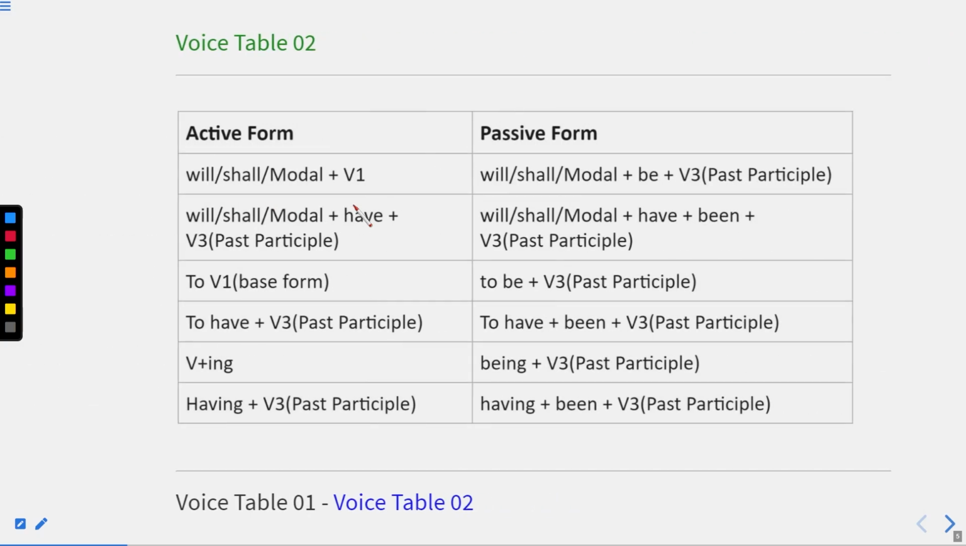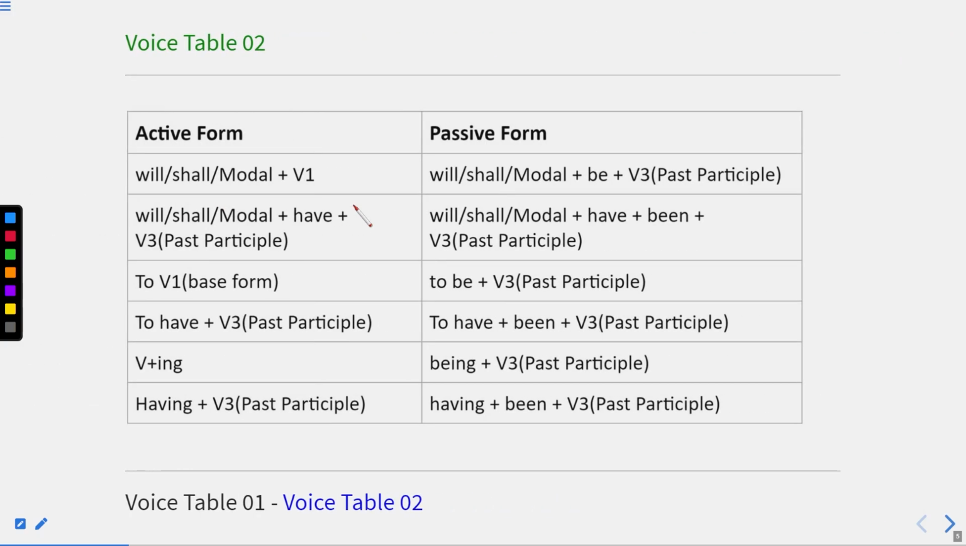Okay, well, this is the second table in which we have will, shall, modal plus verb first form. Will, shall, modal plus be plus verb third form. Now, whenever we have a modal structure, you can have will, shall, or any modal. Will and shall are also modals. So will, shall, any modal we can have, like can, could, should. After that the be form, and then verb third form.